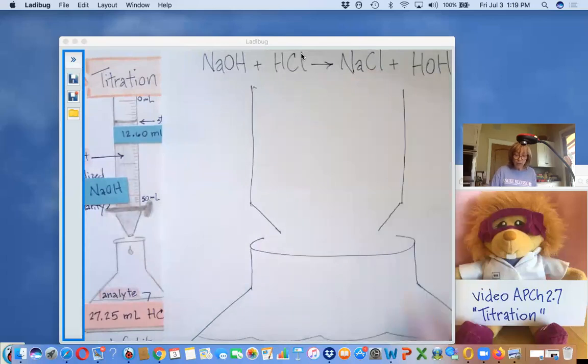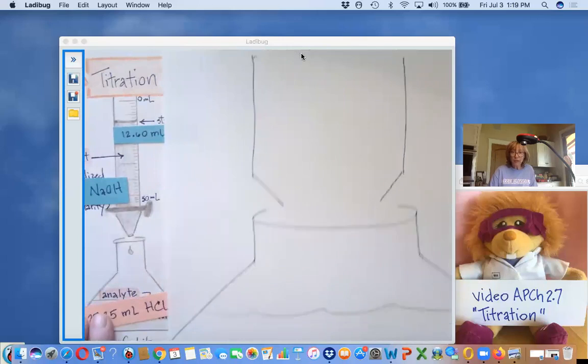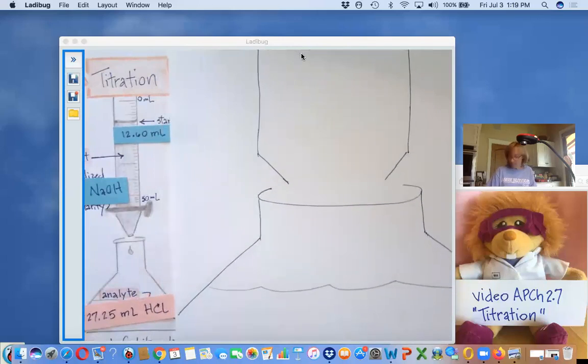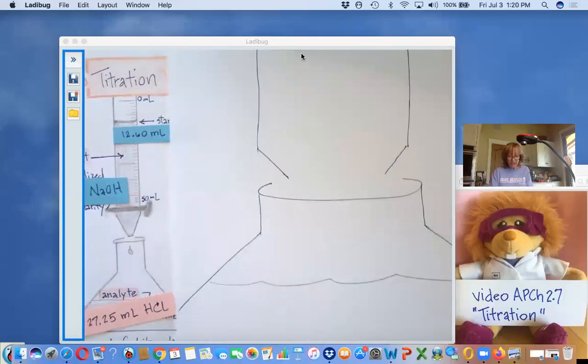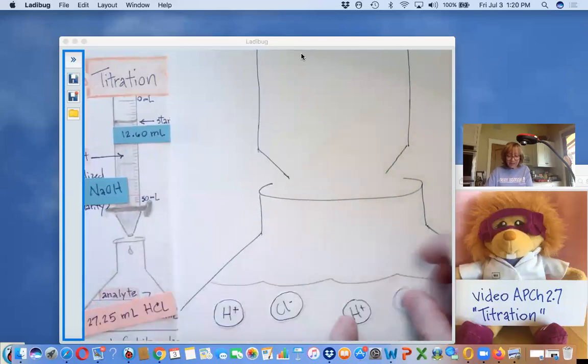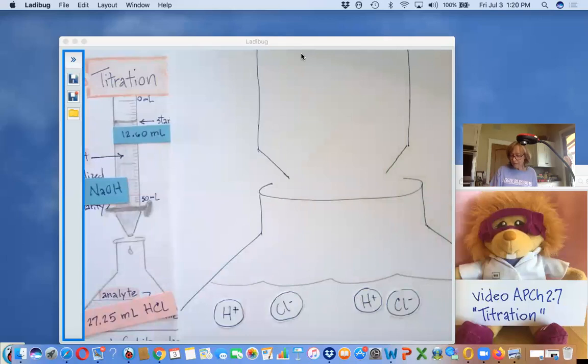This is my blown up picture, so we can see what's going to happen on the particle level. All right, so in my flask down below, I'm going to put the analyte. That's the hydrochloric acid. Now, guys, I can't see these particles. To me, this solution that I'm adding looks like water. It's colorless, it's clear. I have no idea how many HCl molecules are in here.